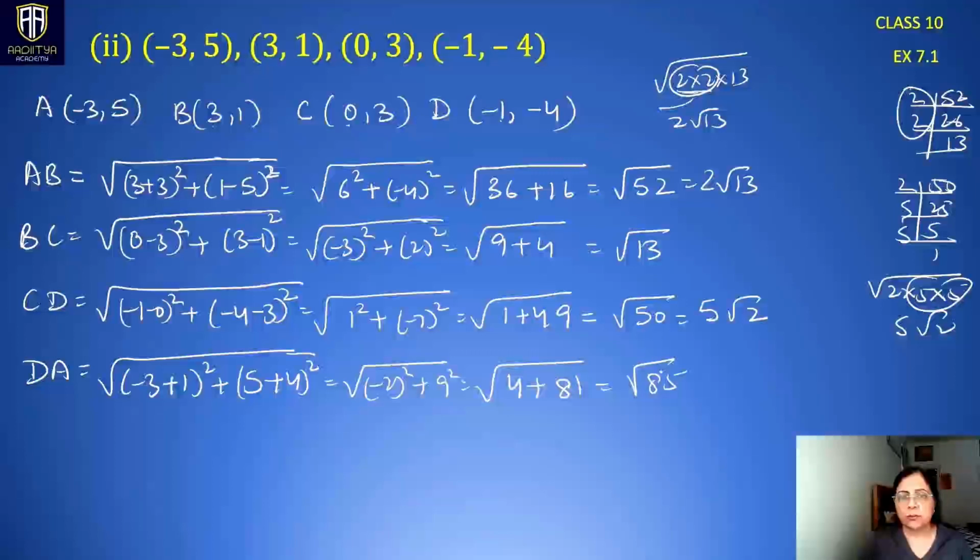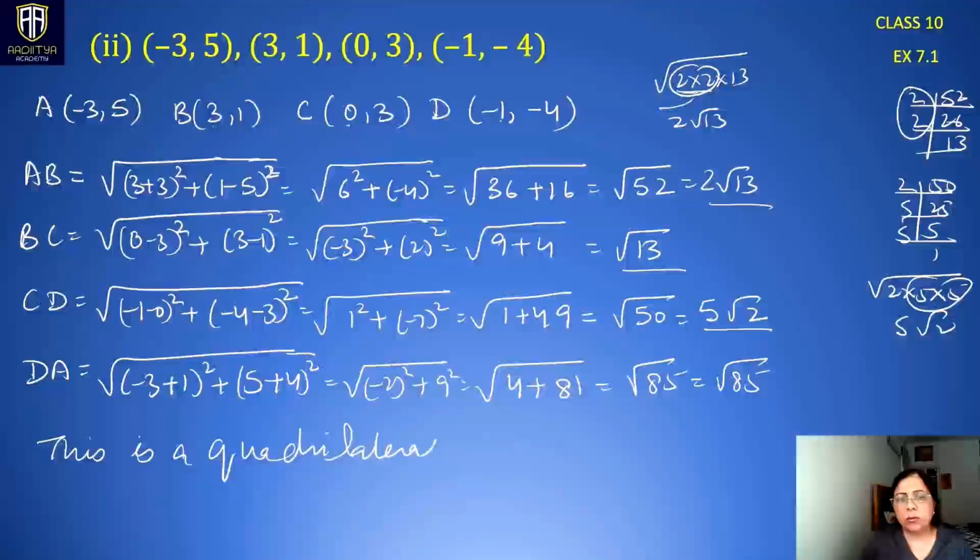85 cannot be split into different numbers because 17 and 5 are both prime. So this is root 85 itself. Now you can see that there is no relationship between these sides. So this is a quadrilateral. Quadrilateral means any four-sided polygon. It may form a quadrilateral, but it is not a parallelogram or some special parallelogram like rhombus, square, and rectangle. It is a normal quadrilateral.